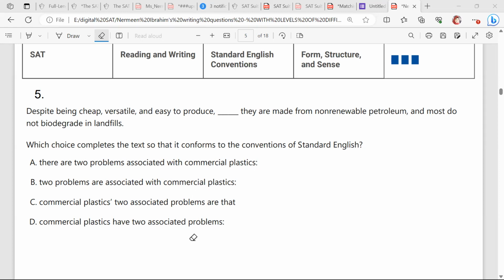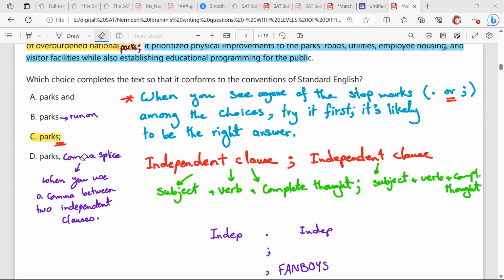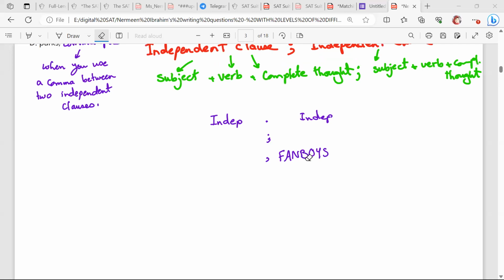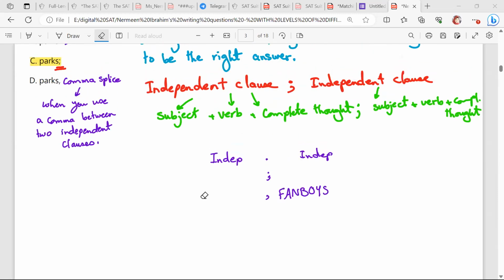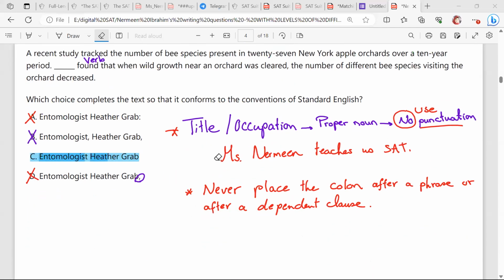But I have a question. You said we use the comma when we have two independent clauses, right? No, I didn't say that. When you have a comma between two independent clauses, this will be a comma splice. You can put a comma plus one of the fanboys between two independent clauses. Okay, but a semicolon is when you have two independent clauses with no conjunction. Yes. Okay.